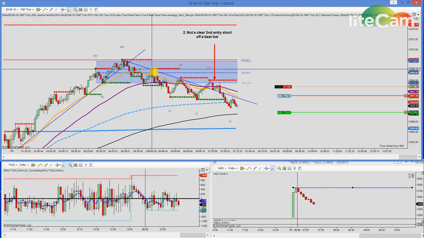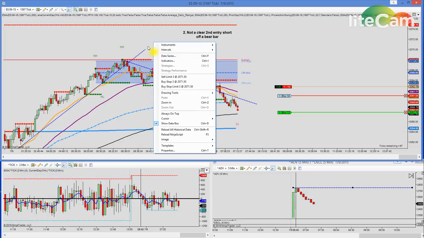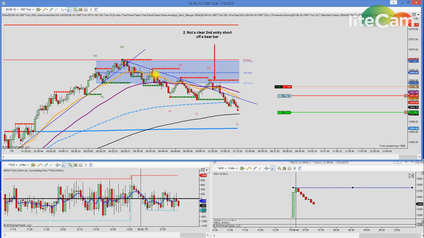Let me highlight my pointer here. So you can see these two swing highs. I drew this, and price bounced off of this trend line right here. I didn't take this trade because it wasn't a clear second entry. But it was a nice bounce off of the trend line that was drawn ahead of time based off those two previous swing highs.